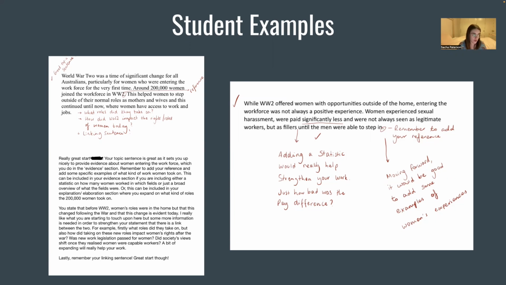I provided the student with feedback on what elements worked well, and in this case, it was their topic sentence and their use of a statistic as evidence. I thought that these were both really great. I also identified areas for improvement, including the need to include a reference and to provide examples of what kind of work women took on and how World War II led to more roles and rights for women, and finally their need to include a linking sentence in order to complete the paragraph.